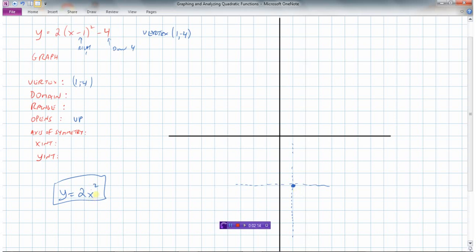So when x is 1, if I were to go to the right 1, 1 squared is 1, 1 times 2 is 2. So when x is 1, y is 2. I put a dot there. When x is 2, 2 squared is 4, 4 times 2 is 8. So if I went to the right 2, I'd be going up 1, 2, 3, 4, 5, 6, 7, 8.